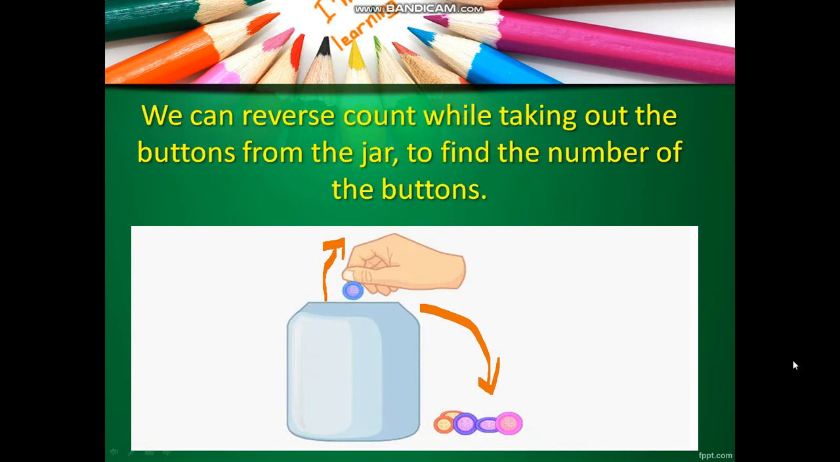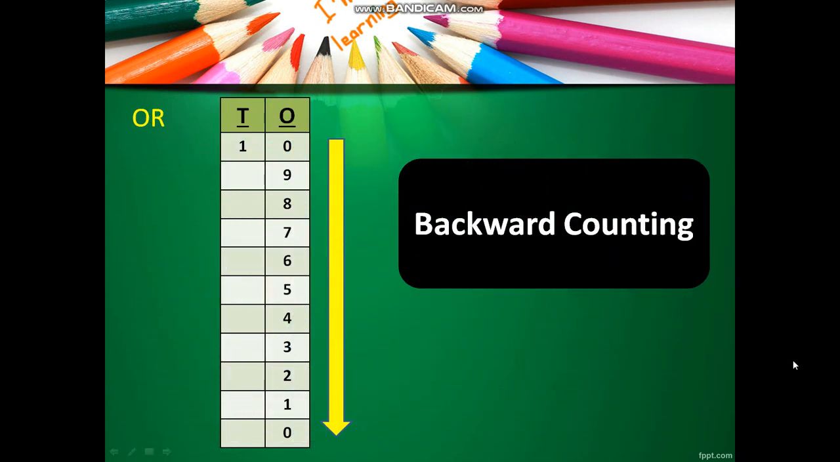Now look at this chart again. We can reverse count while taking out the buttons from the jar to find the number of buttons. Now you can see that there are 1, 2, 3, 4, 5 and 6 buttons outside the jar. In backward counting, we move from the greater number to the smaller number. Here you can see we are moving back from 10 to 0.